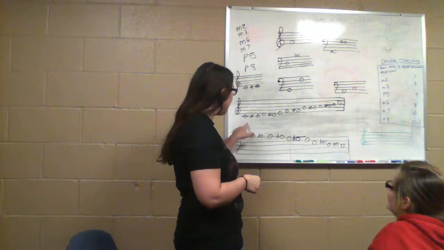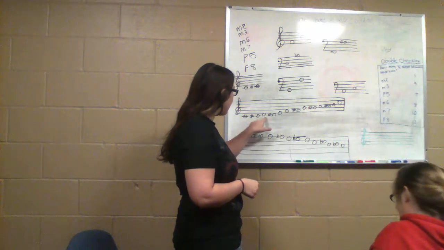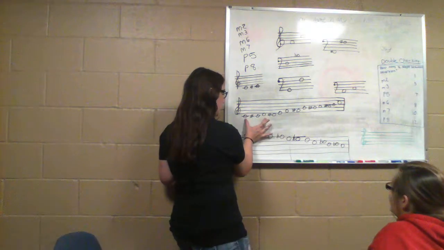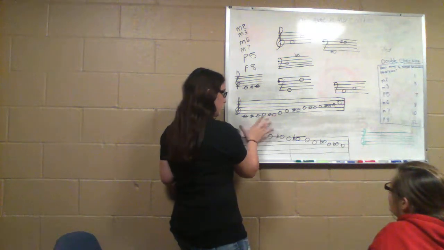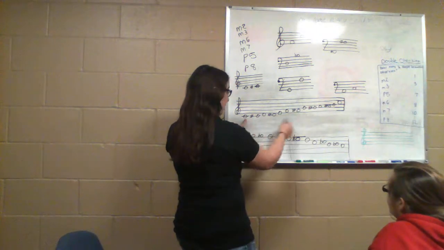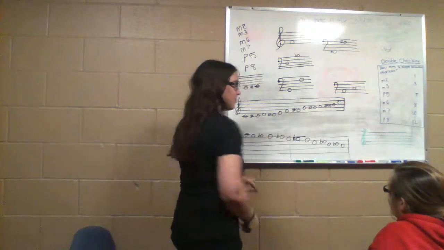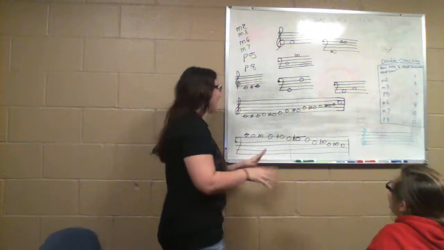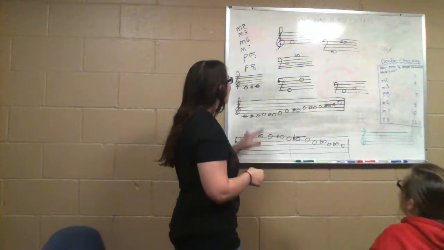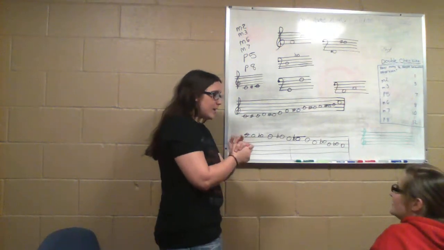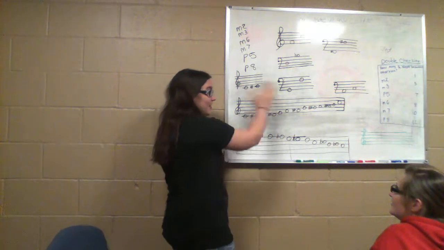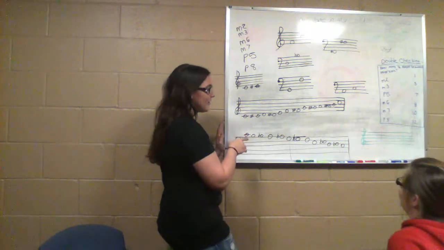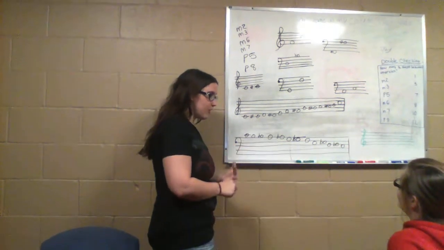An interval is some form of differentiation between notes. So this is an interval, this is an interval, and so on and so forth, going up the scale. Since you already know what major intervals are, we're going to look at the minor intervals and also what a perfect fifth and a perfect octave are.